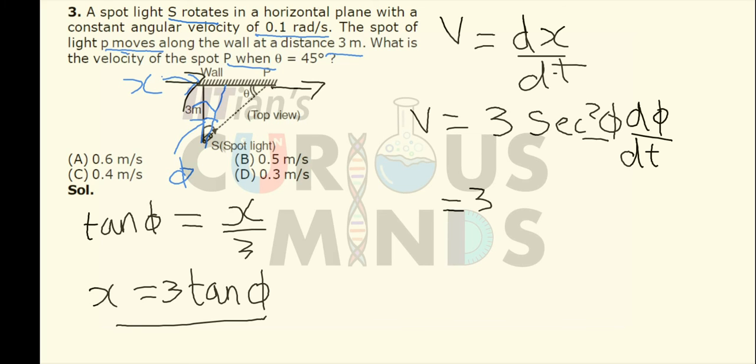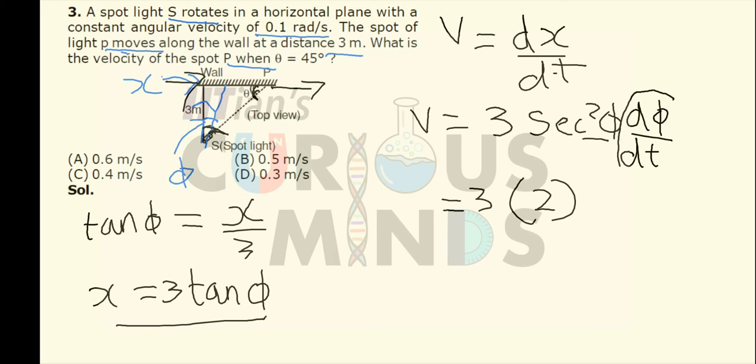Now what is the value of phi, or what is the value of theta over here? If you see, the angle theta traced will be equal to 45 degree. If this angle is equal to 45 degree, this angle will also be equal to 45 degree, since 90, 45, 45. So it will be 3 sec square 45. Sec 45 is equal to root 2, so sec square 45 will be equal to 2, times d phi by dt.